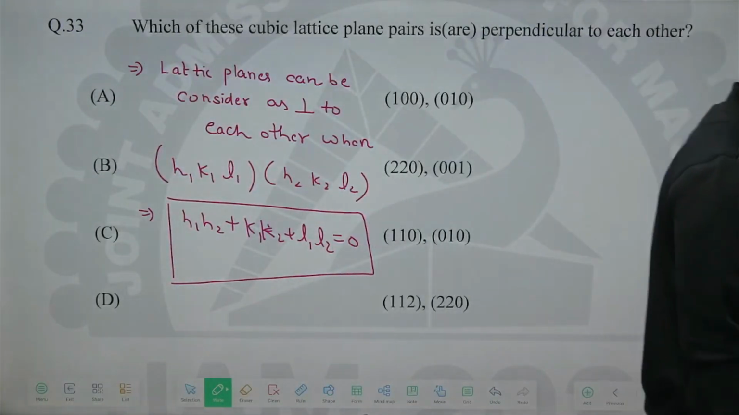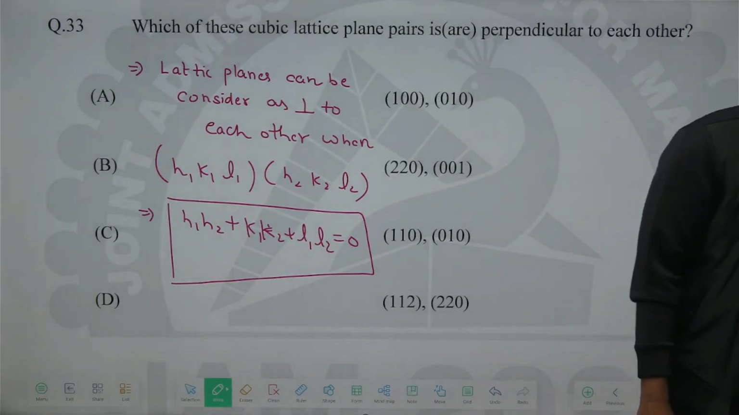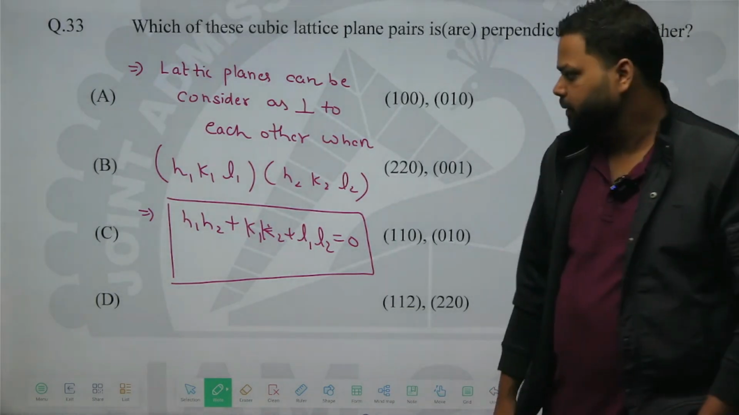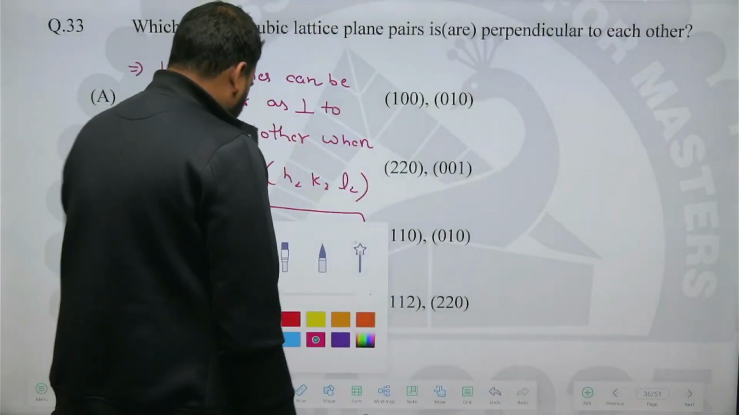If this condition is satisfied, then yes, we can say that the planes are perpendicular to each other. So let's check one by one. This is a very straightforward question.